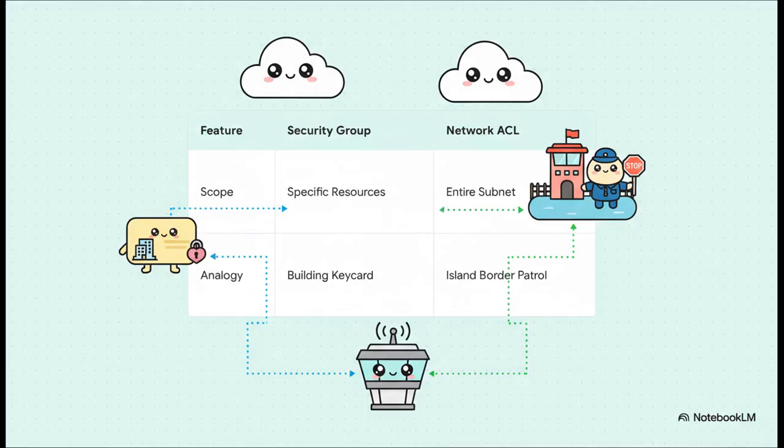First, you have a security group. This is like a key card for a specific building on your island. It decides who gets to enter one particular server. Then you have a network access control list, or a NACL. This is way bigger. It's like the border patrol for the entire island. It controls traffic for a whole neighborhood, what we call a subnet. So you've got two different layers of security, and both are totally essential.